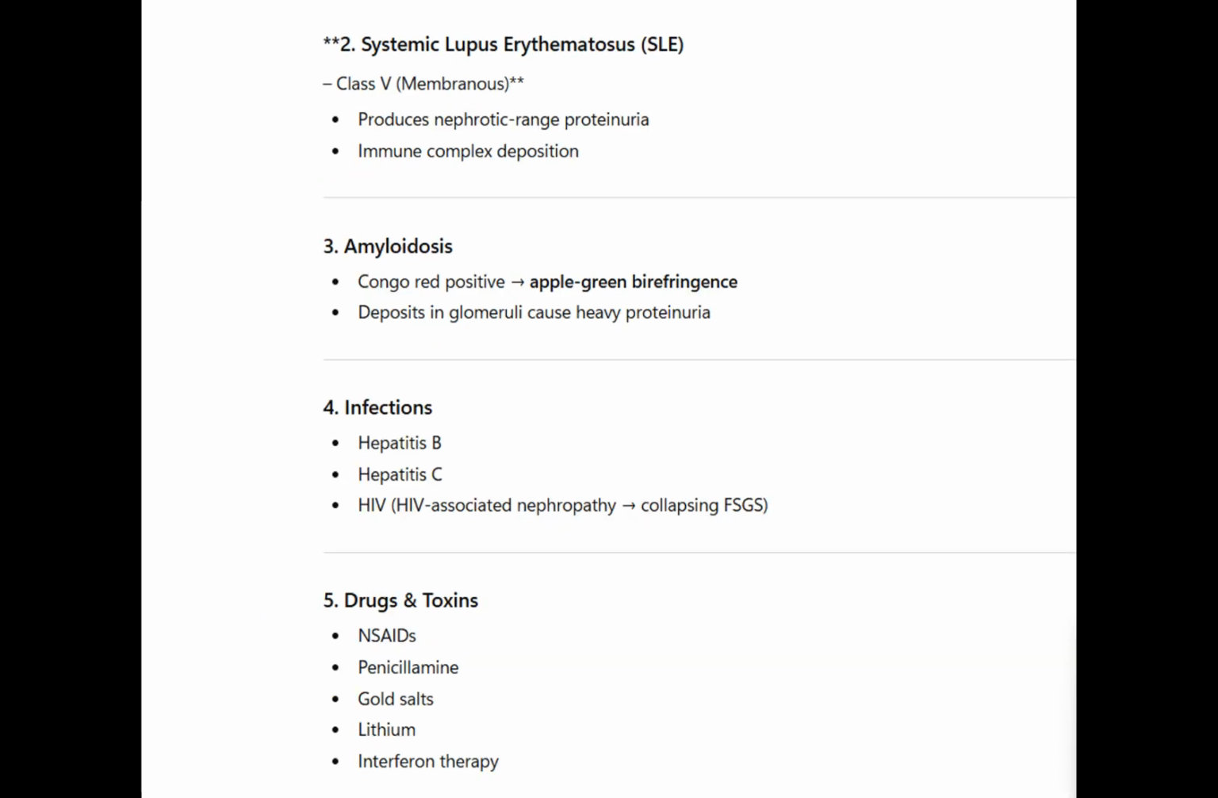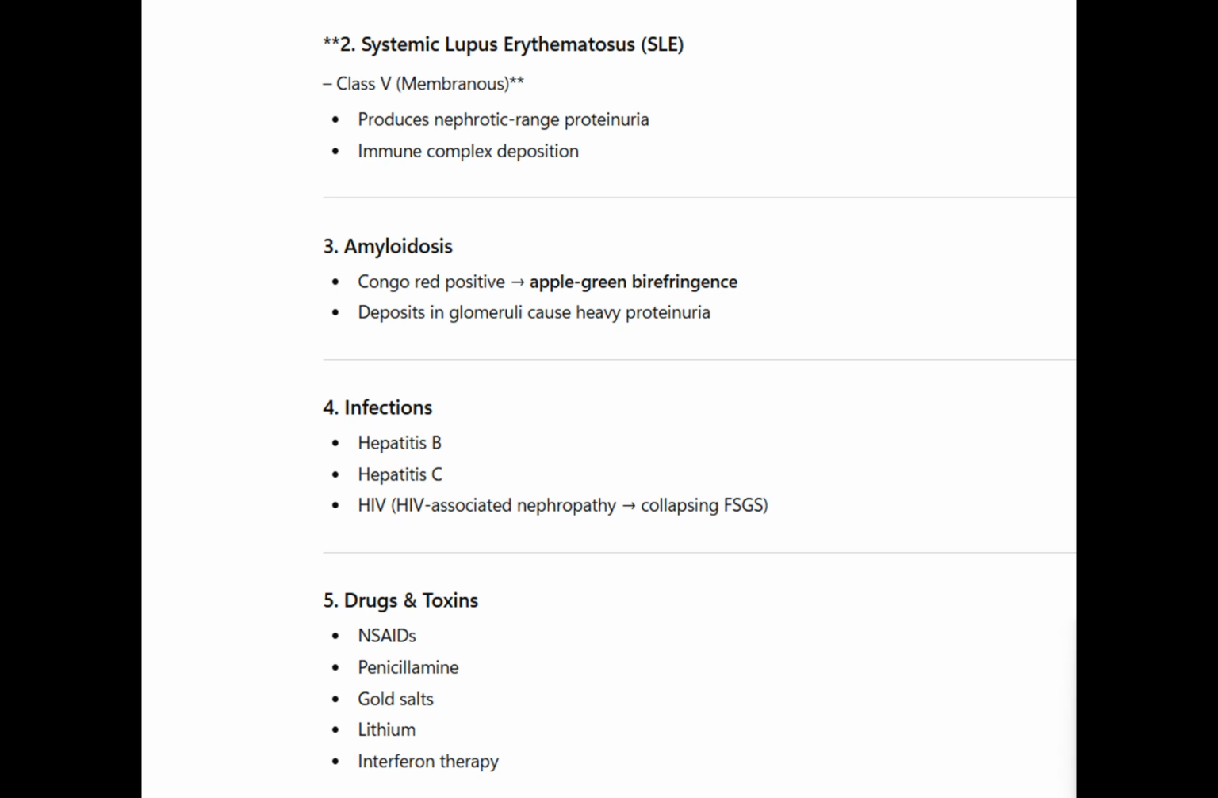B. Lupus nephritis, Class V. Another important secondary cause is systemic lupus erythematosus, specifically Class V, also called membranous lupus nephritis. Immune complex deposition in the glomerulus causes nephrotic range proteinuria, often accompanied by other signs of lupus.